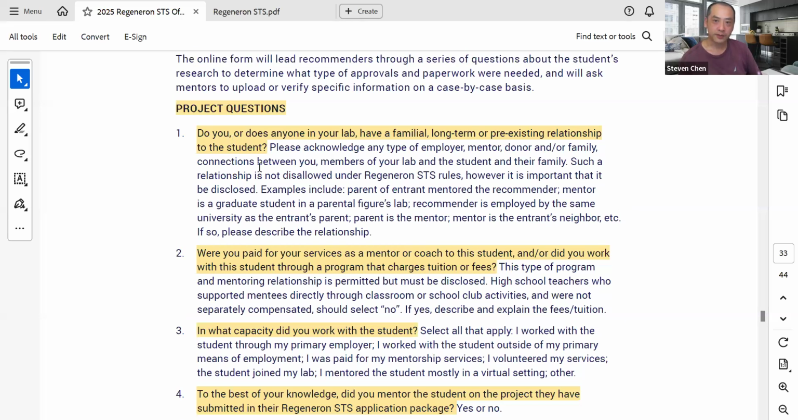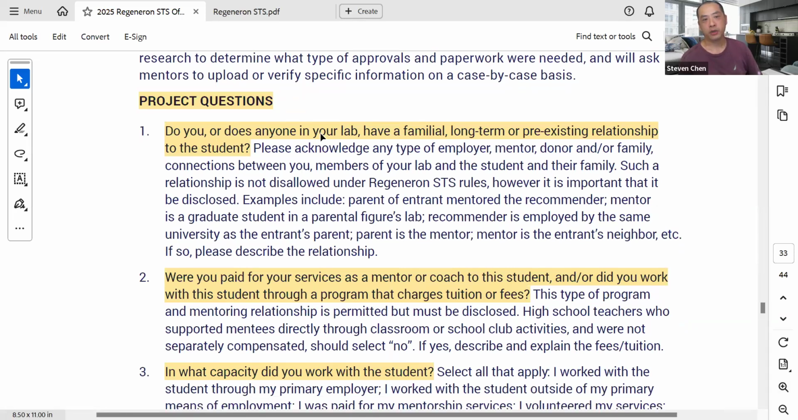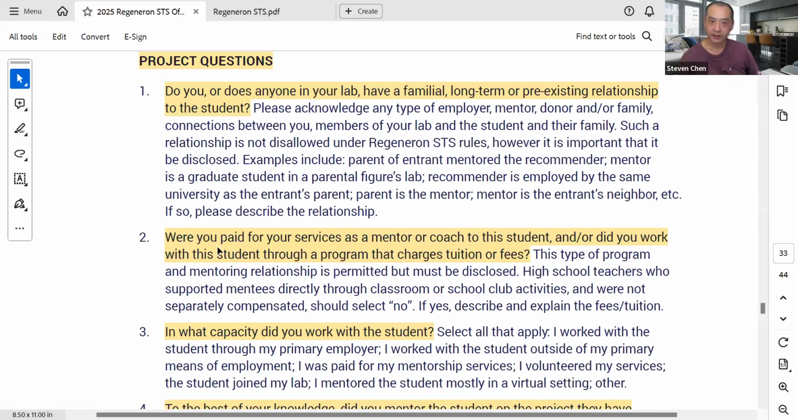And next, let's look at what questions are asked. Okay, so the first question is, let me zoom in a little bit. Does anyone in your lab have a familial, long-term, or pre-existing relation to the student? Again, STS frequently asks both applicants and the recommenders to clarify this because they want to prevent the student's submitted research from not being done by the student herself or himself, but through taking advantage of someone else.